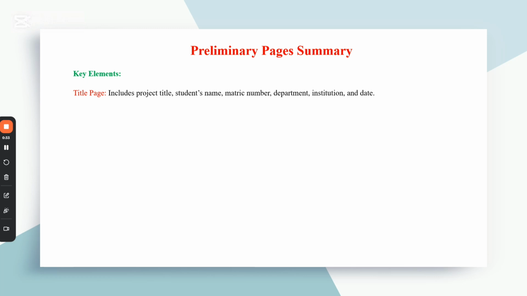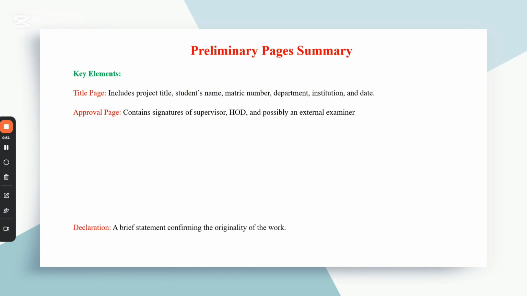One of them is the title page. It includes the project title, student's name, matric number, department, institution, and date. The second one is the approval page. This approval page contains signatures of supervisors, the HOD, that's the head of department, and possibly an external examiner.